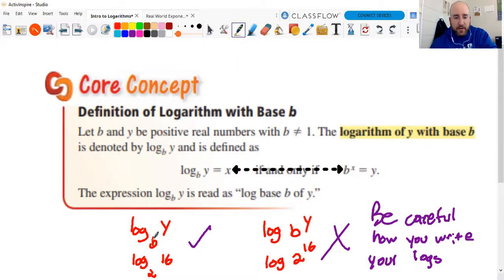This b is a subscript, so it has to be written under the log, and then whatever your y is written on the same level. So log base 2 of 16, right there, that's correct. You'll want to write b on the same level as log, and then y looks like an exponent. So log of 2 to the 16th power, okay? Log base 2 of 16 is equal to 4.